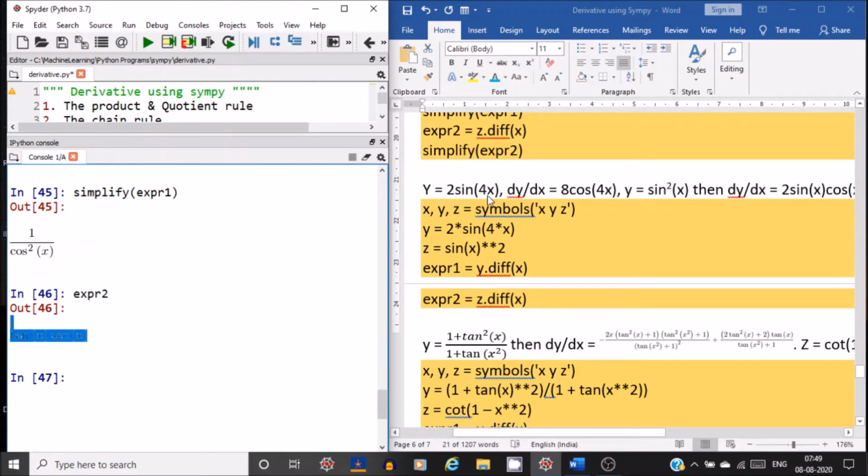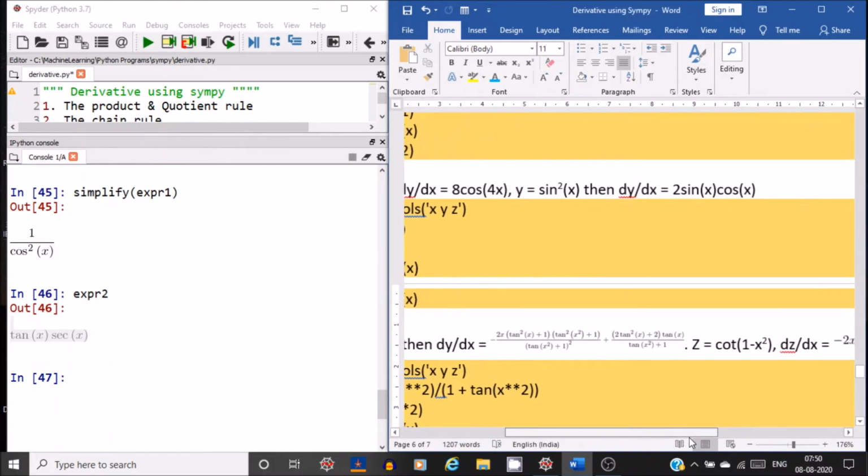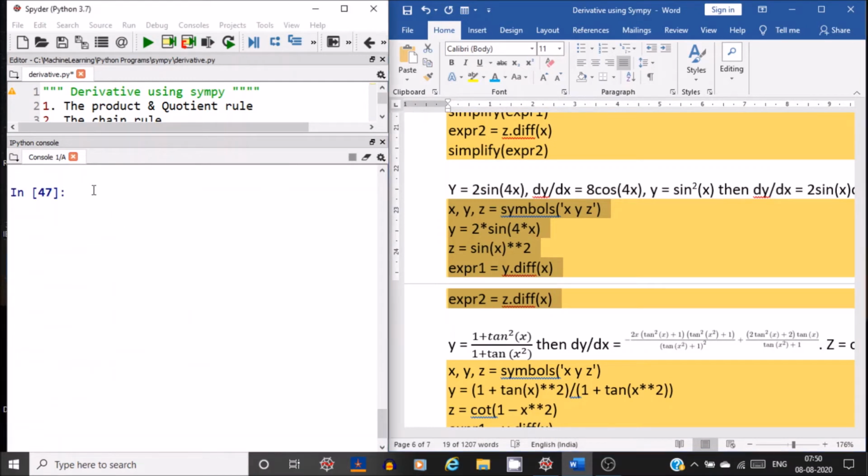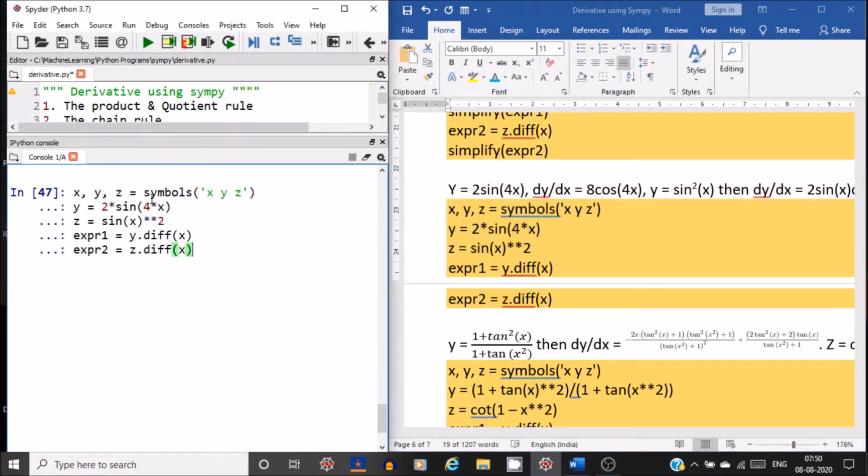Say y is equal to 2 sine 4x. Then we have to identify dy/dx. Similarly, y is equal to sine square x. Then we have to identify dy/dx. So how to do this one, and you can see the results. You just execute these lines. So x, y, z are all symbols, and y is equal to 2 into sine 4x. And what about z? z is equal to sine square x. And we can see the result.